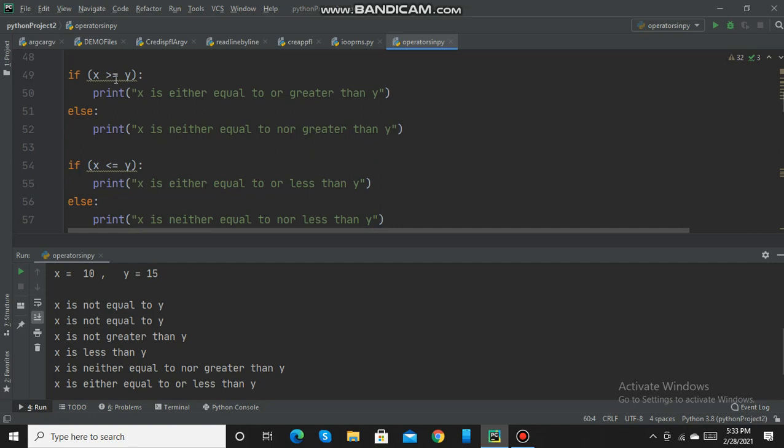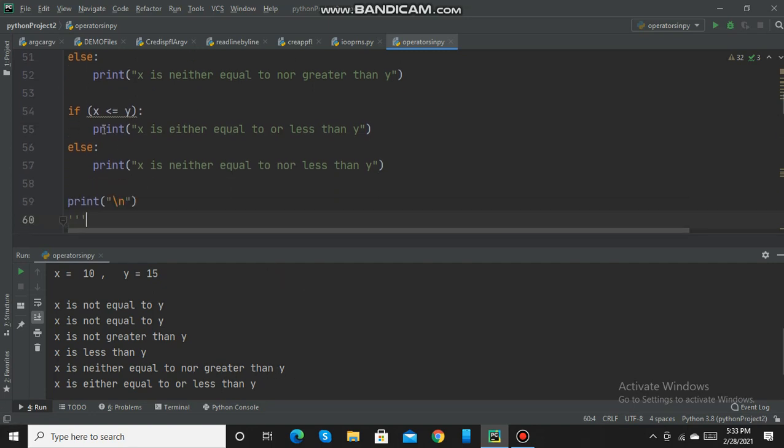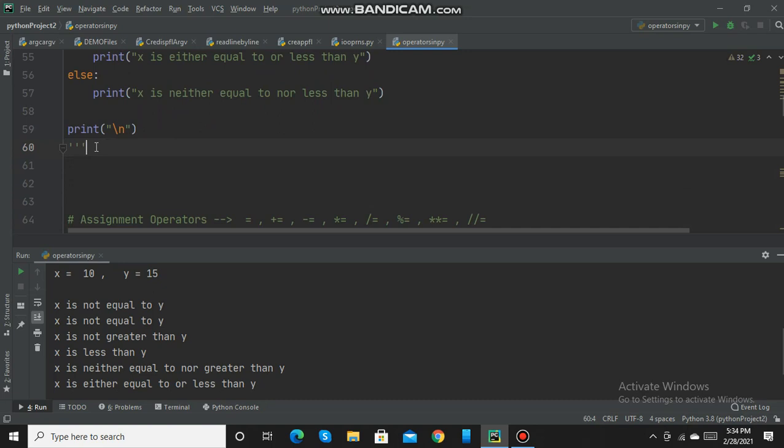And here it is checking x greater than or equal to y. So 10 is not greater than or equal to y, so it will go to the else and print x is neither equal to nor greater than y. So it is printing that. Then here it is checking x less than or equal to y. Yes, 10 is less than y. So it will print this, x is either equal to or less than y. So that is getting printed here, because 10 is less than 15.